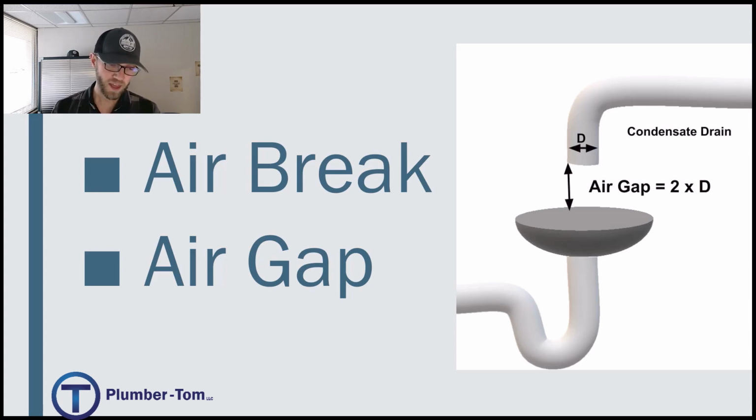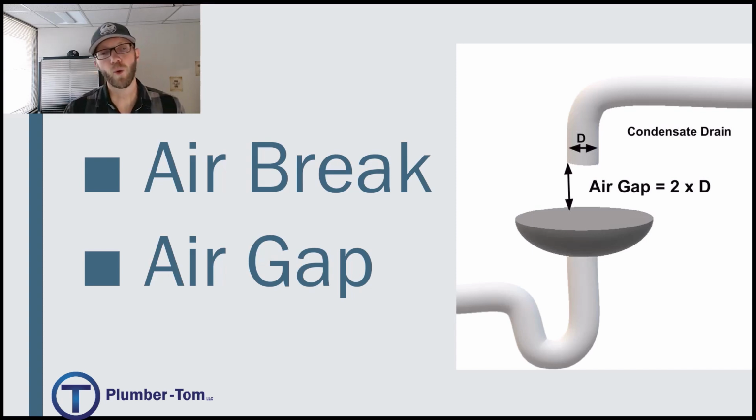Now let's compare that with air gap. An air gap is the unobstructed vertical distance through the free atmosphere between the outlet of the waste pipe and the flood level rim of the receptacle into which the waste is discharging. Here's the illustration. You can see it. The air gap leaves a physical open air distance between the pipes.